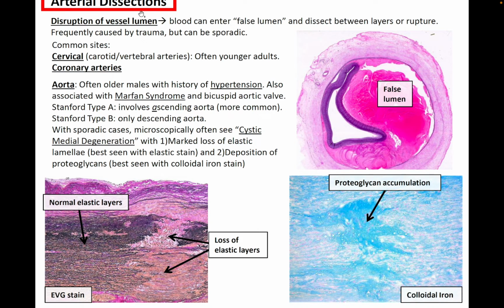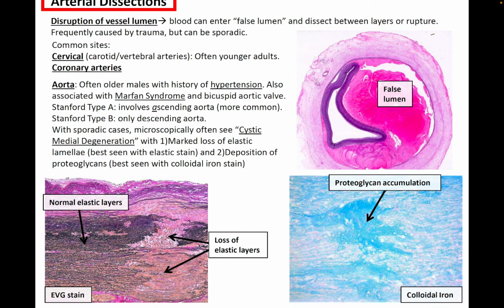So in arterial dissections, you have disruption of the vessel lumen. So blood can enter a false lumen and dissect between layers or rupture, which is frequently caused by trauma, but it can be sporadic. So some common sites of arterial dissections are cervical, such as the carotid or vertebral arteries, often in younger adults, or the coronary arteries. The aorta, often in older males with a history of hypertension, and aortic dissection can also be associated with Marfan syndrome and the bicuspid aortic valve.